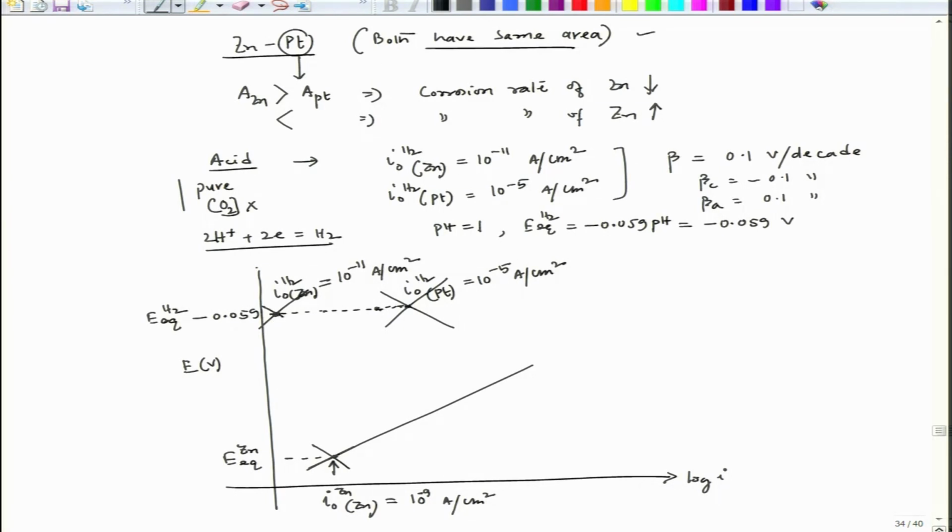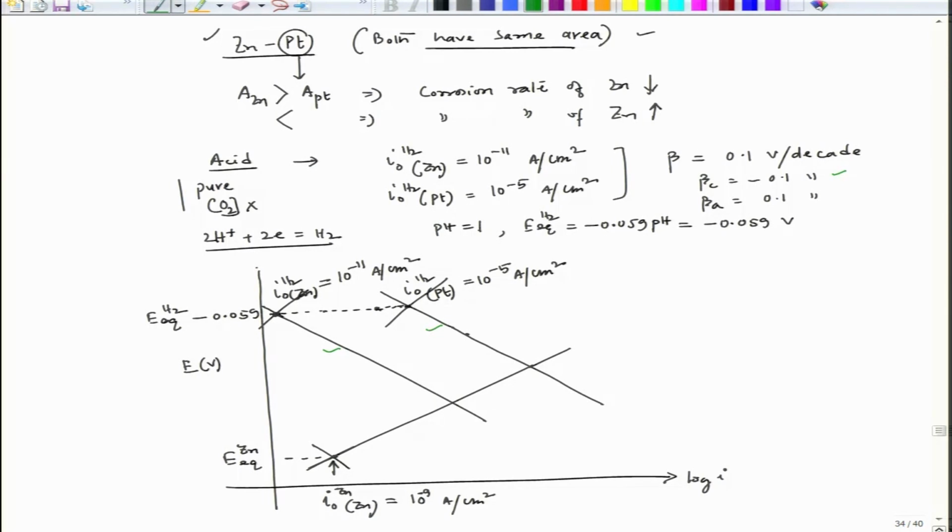So, this is for a situation where only zinc is dipped in the acid, but when this couple is dipped in the acid, hydrogen evolution reaction also takes place on the platinum surface. Now, these two reactions, this one and this one, both have beta equal to 0.1 volt per decade, that means the cathodic Tafel slope, and they are parallel.